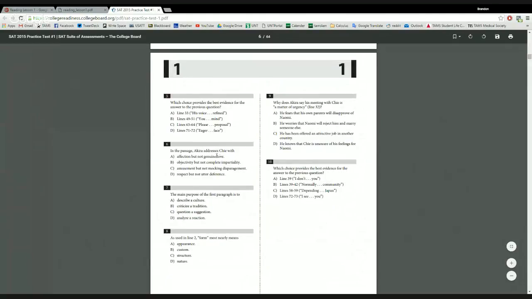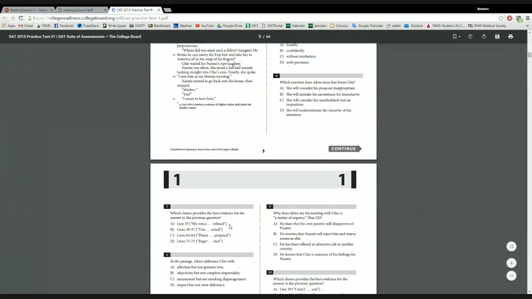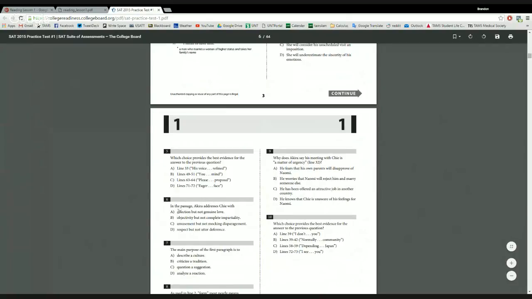Okay, we've answered that. Number 6: in the passage, Akira addresses Chi with, A, affection, but not genuine love. We don't see any feelings described in the passage between these two, so you can't really assume anything. So that's not exactly correct.